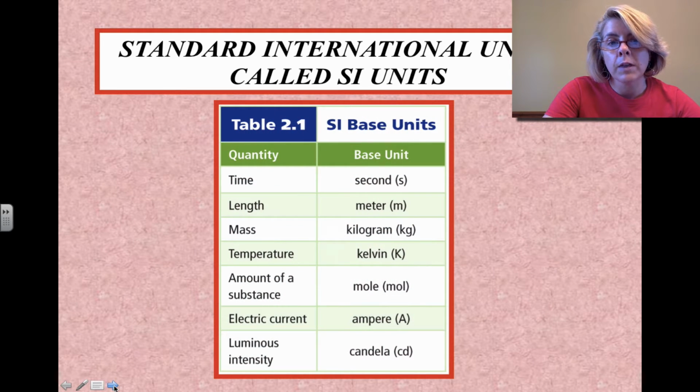So you'll notice that there are some base units that typically are used in science. These are the metric equivalents. Some of them may look familiar, some may not look familiar. Obviously, time is seconds, length is meters, mass is kilograms.